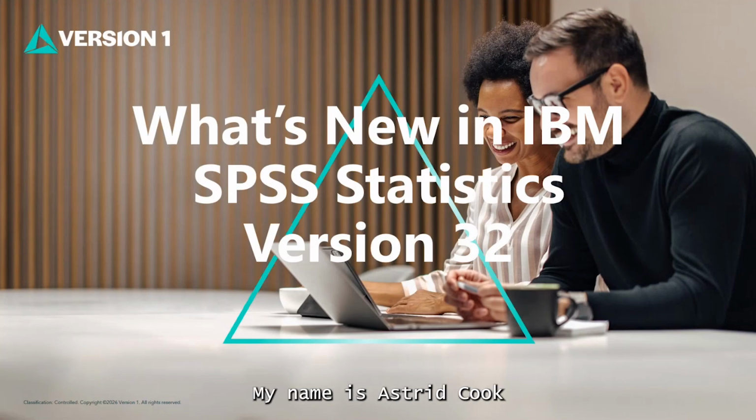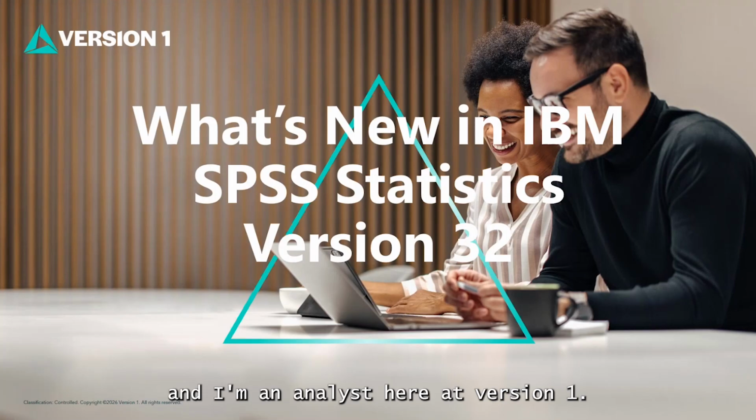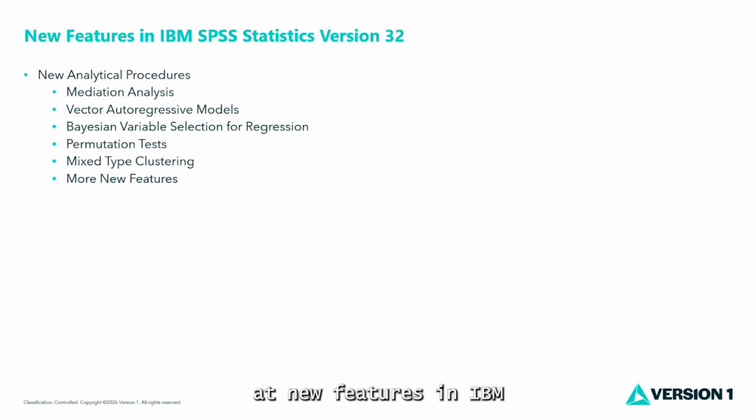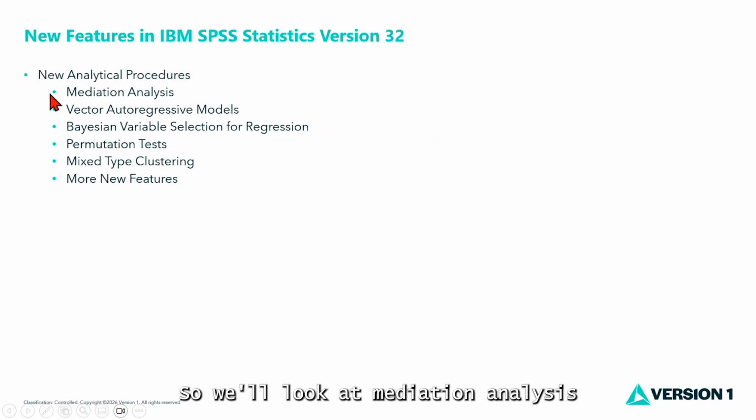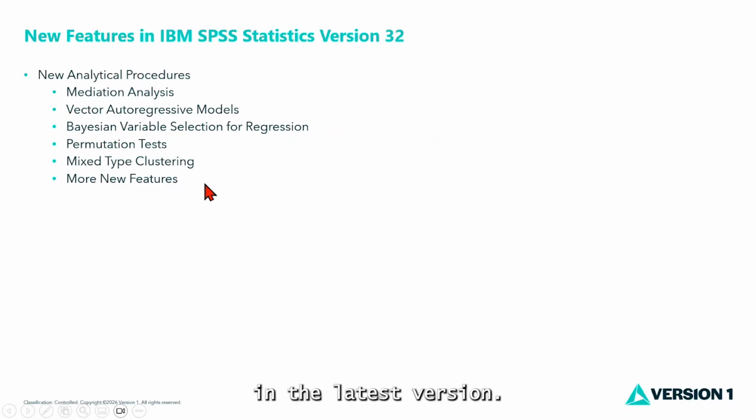My name is Astrid Cook, and I'm an analyst here at version 1. Now this webinar is looking at new features in IBM SPSS Statistics version 32, and the focus is really on new analytical procedures. So we'll look at mediation analysis, vector autoregressive models, Bayesian variable selection for regression, permutation tests, mixed type clustering, and then at the end, we'll cover off some more new features in the latest version.